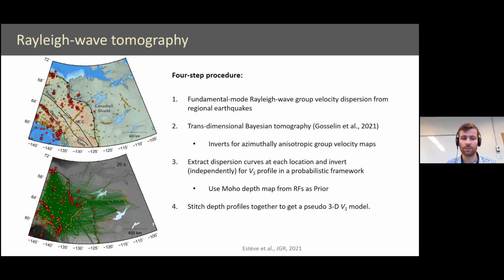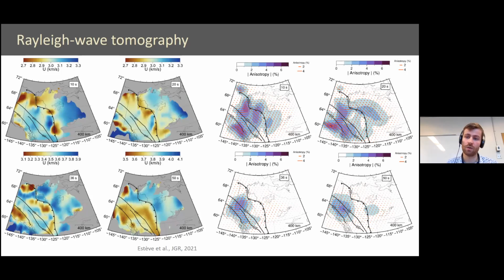First, I'm going to show you the isotropic component and the anisotropic component of the final solution of the group velocity maps. To the left, we have the isotropic component of the group velocity maps. Careful that the ranges change from one figure to another. They go from 10 to 50 seconds. Basically, the shorter the period, the shallower the medium you sample. For example, 10 seconds and 20 seconds would be sensitive predominantly to the crust, while 36 and 50 seconds will be predominantly sensitive to the uppermost mantle.